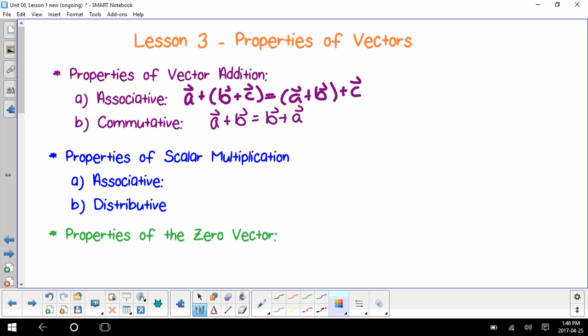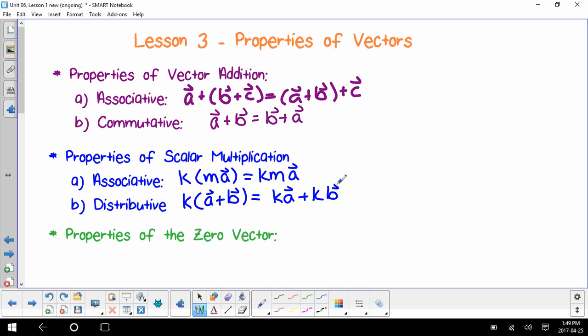Properties of scalar multiplication are associative and distributive. So the associative rule says that if you multiply a scalar by a vector that's already being multiplied by a scalar, you could actually just put the two scalars together and multiply them together by vector A. And the distributive property also applies, meaning if you have a scalar multiplied by two vectors that are being added together, you can distribute that scalar k across both A and B.